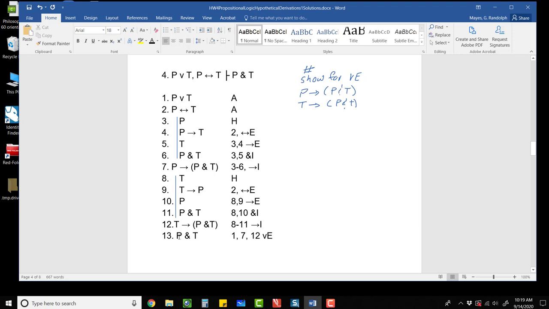So your last step is just to assert P and T. Why can you do that? Because, well, you have this disjunction, P or T, and you have two conditionals, both of which show that each of the disjuncts imply the same thing, namely P and T. So cite 1, the original disjunction, which you should always cite first, then 7 and 12.